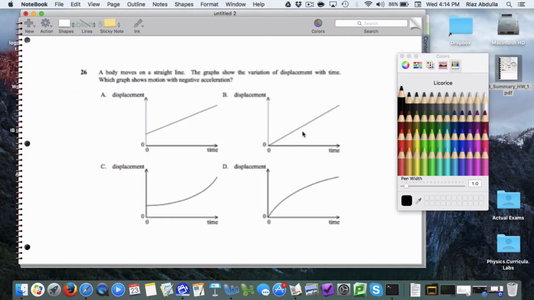Problem 5, a body moves in a straight line. Graph shows displacement versus time. Which shows motion with negative acceleration? Let's be clear. Not this, not this. Those are steady. So there's a choice between C and D. Now, negative acceleration means that I have a positive slope that becomes flatter as time goes on. So that would be choice D.